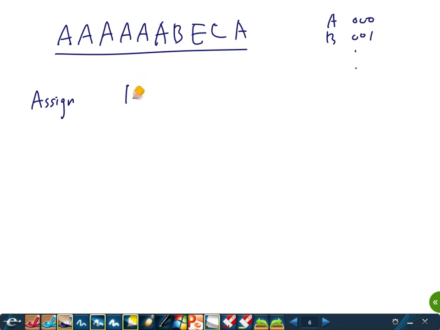So for A, we say 0. Okay, A is going to be 0. And for the others, I'm going to write it this way. I'm not going to find the best possible way, just something that's more efficient than this.